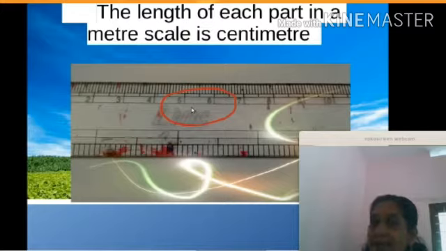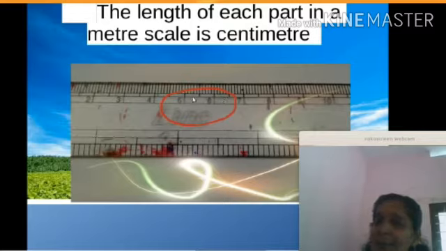You know, a meter scale is divided into how many parts? 100 equal parts. The one part is called centimeter. In the picture, you can see a part of a scale. In this, the length between this 5 and 6 is called centimeter. Can you say how many lines are in between these 5 and 6? Yes, it is 10. Very good. Here there are 10 lines.